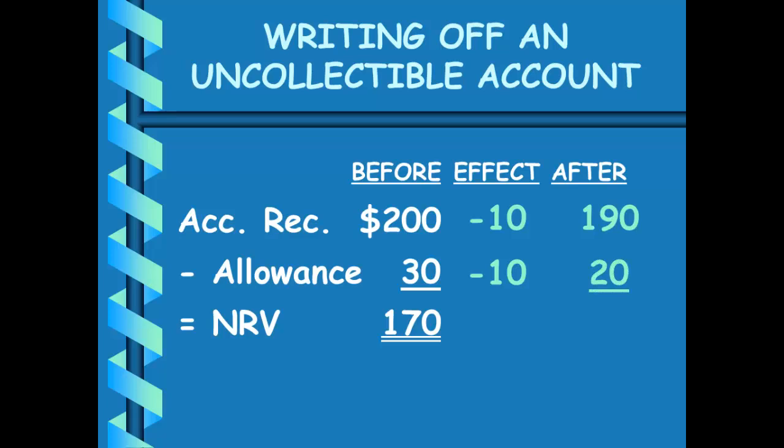My old net realizable value was 200 minus 30 is 170. My new net realizable value is 190 minus 20, again is 170. It does not change. So writing off an account as uncollectible will not affect the net realizable value of my receivables. The biggest impact would come when we make that adjusting entry, debiting bad debt expense and crediting the allowance for doubtful accounts. That's going to impact my net realizable value.